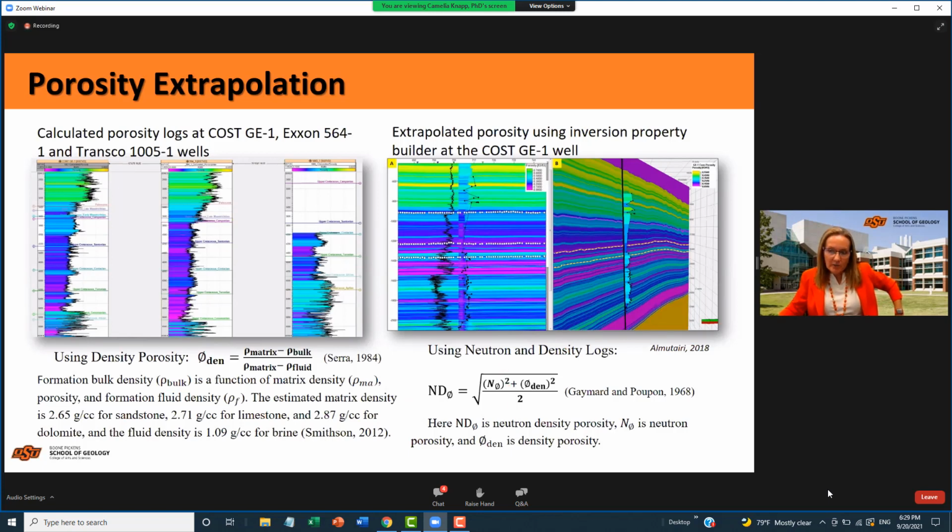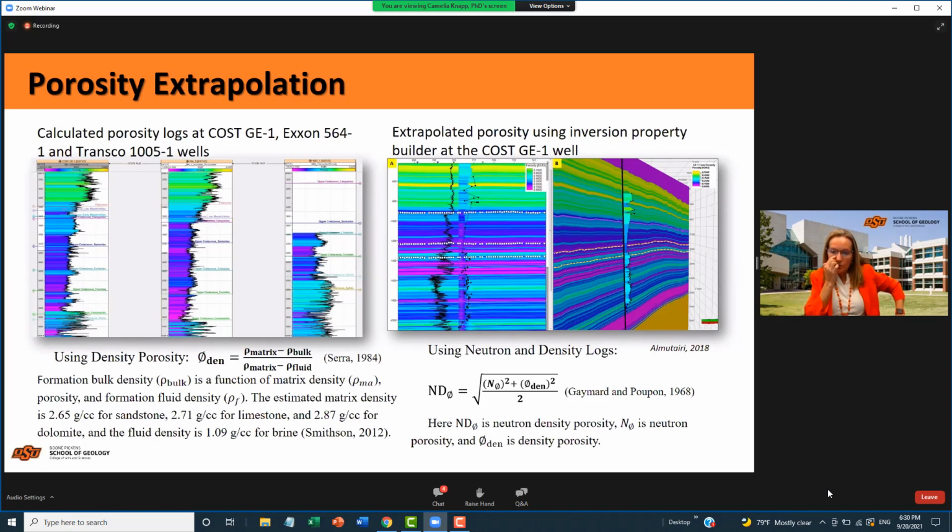So using density and neutron logs, total porosities were calculated at all these three wells in two steps. The first one, we used the density porosity relationship shown here by Serra, 1984. Here formation bulk density is a function of matrix density, porosity, and formation fluid density. And step two involved using neutron density logs, through this relationship by Gaymard and Poupon, 1968. And this was another way to estimate porosity distribution as a derivative from simultaneous inversion.